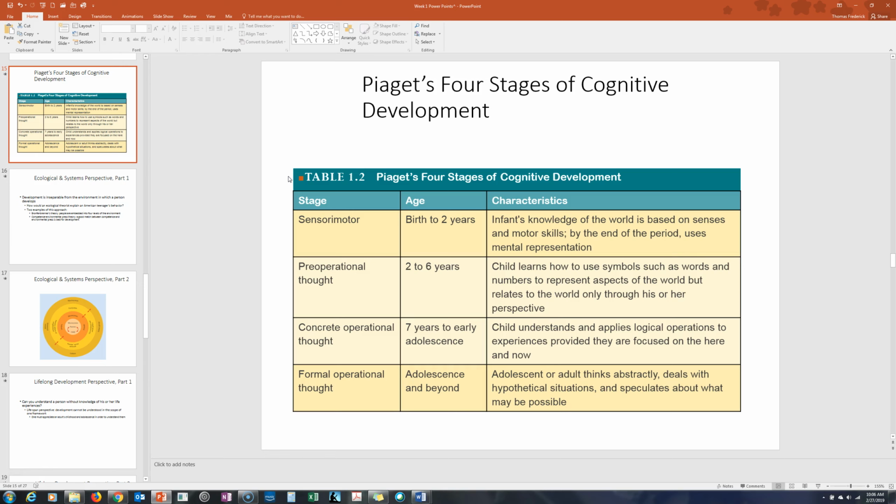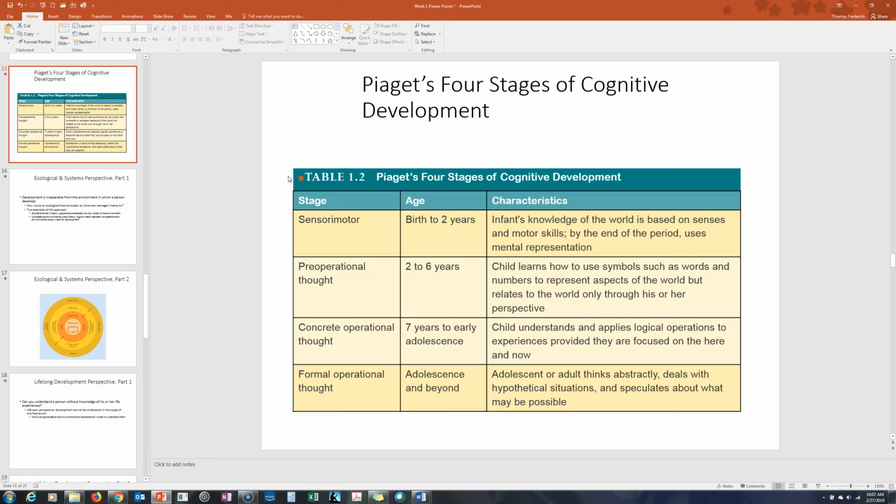Pre-operational thought is said to be from 2 to 6 years. The child learns how to use symbols like words and numbers to represent aspects of the world, object constancy, but primarily this child relates to the world only through his or her perspective. Pre-operational thought is conceptual, right? We have language, but it's very egocentric. I caused the earthquake. I caused the car wreck. I caused this. Right? So there's this fanciful egocentrism. And children in this stage have a hard time with perspective taking. They can't understand what another person would see from a different vantage point.